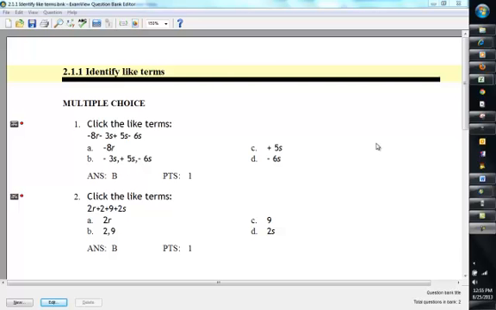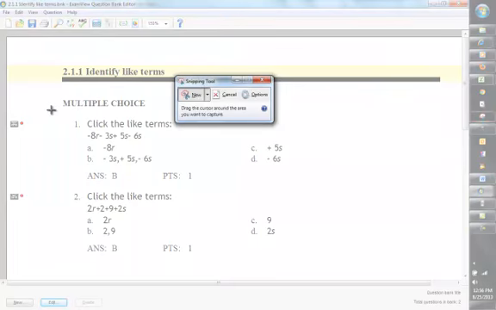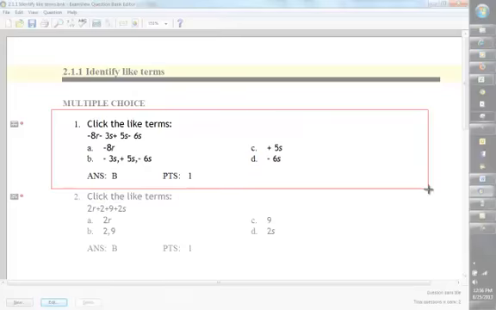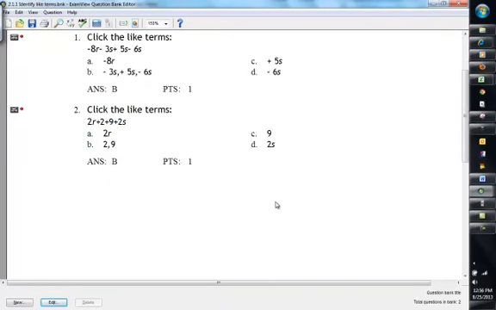In section 2.1, we're talking about expressions in algebra. An expression is just a series of numbers and letters that are grouped together to make a mathematical statement. If you look here, our first one we're supposed to do is to click on the terms that are like terms. Well, the S's are like terms. There are 3 of them, and so the correct answer is B.